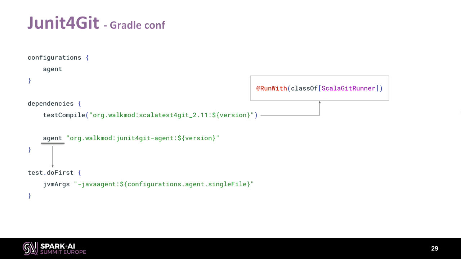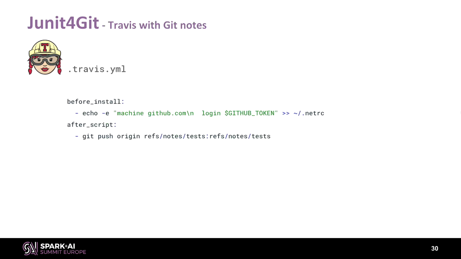How do we configure that? If you are using Gradle, you just need to use testCompile, and for this annotation, RunWith. Then we have the agent. You can add a new configuration, so you avoid importing this into the full jar, and then you just add it as a doFirst. It's just an agent that will run every time that you execute the test.